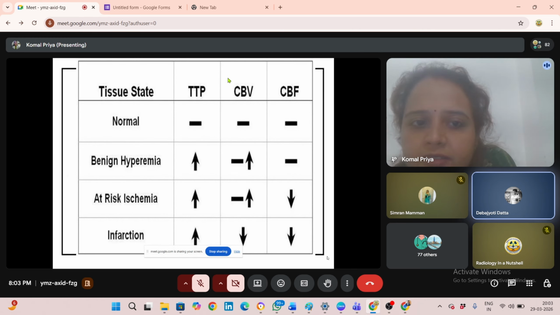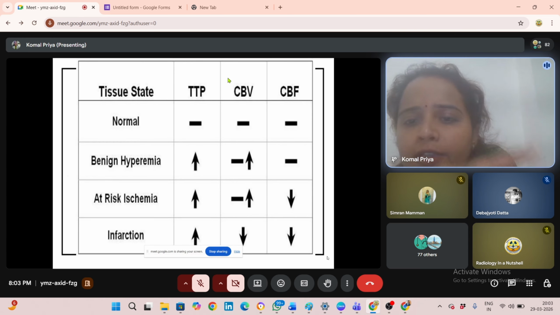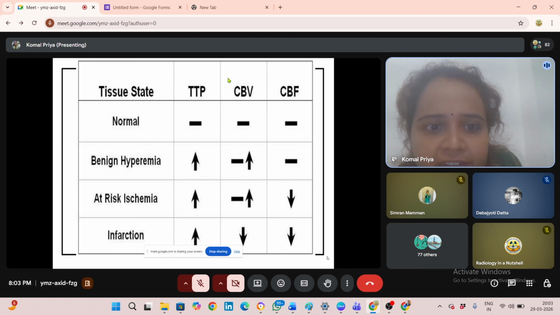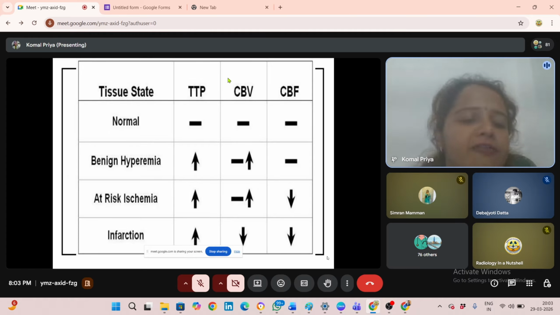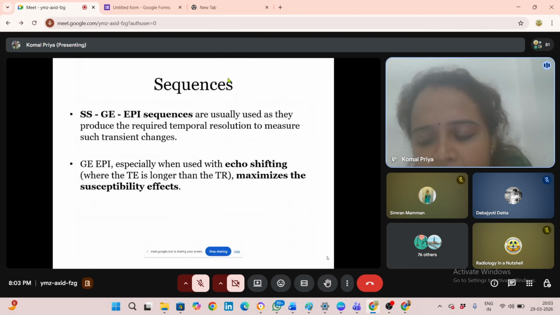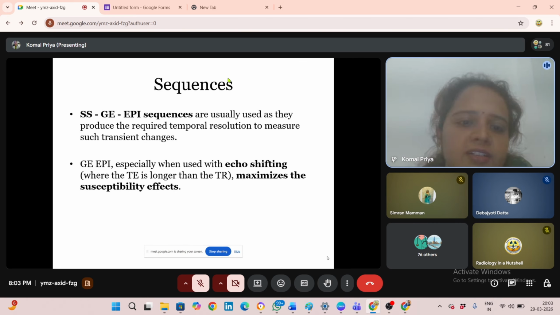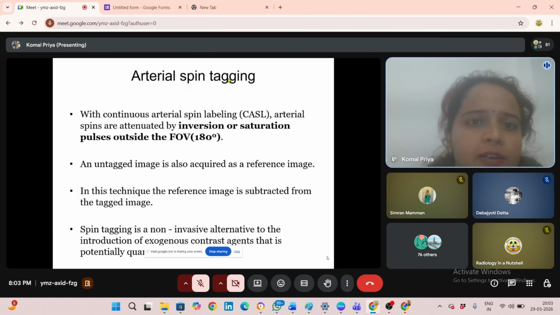If it is normal, all the areas will show a normal peak graph. If it is a high-grade lesion, you will see an increase in TTP and CBV. If it is ischemia, you will see an increase in both TTP and CBV, but CBF will be lowered. So this is the table I have put, showing how the graph appears in a normal case, or if it has infarction or ischemia. We have discussed all these things. SSG EPI sequences will be used.